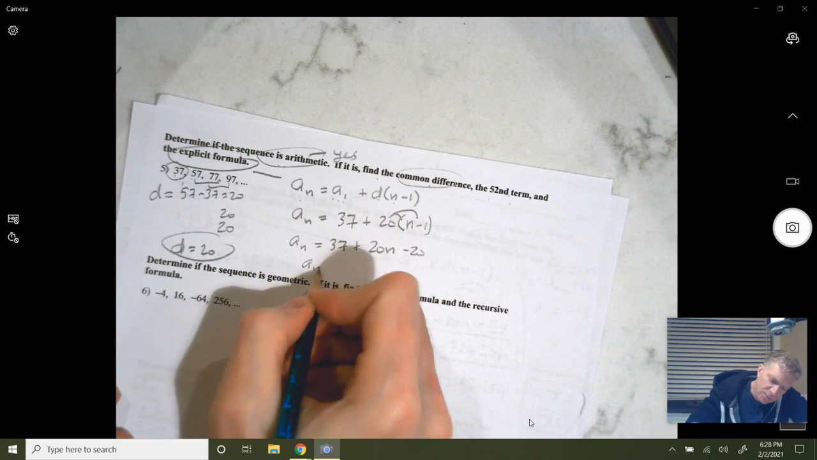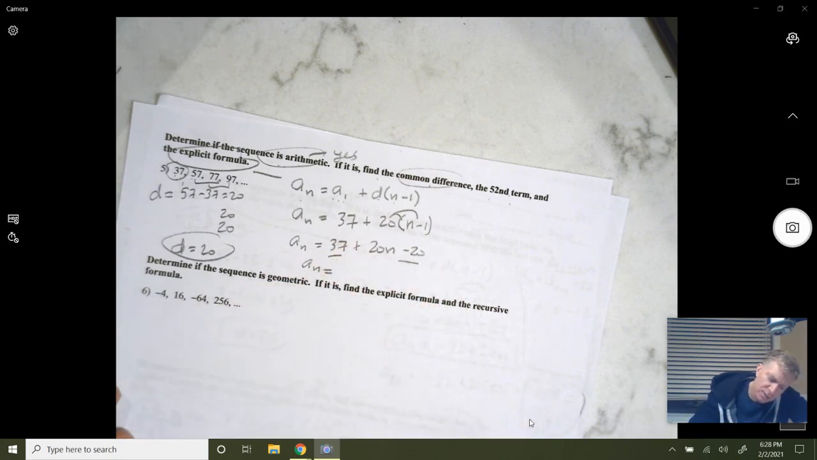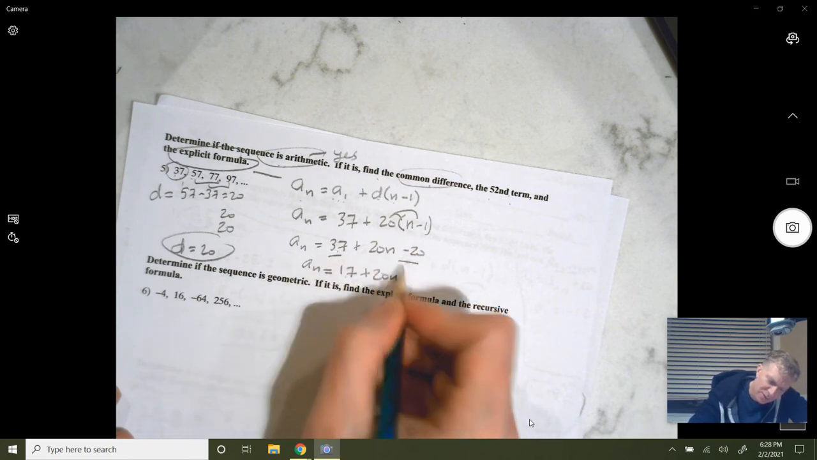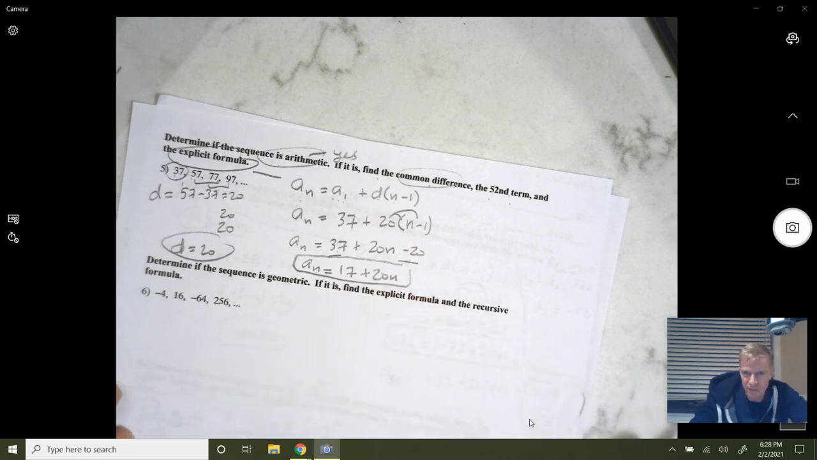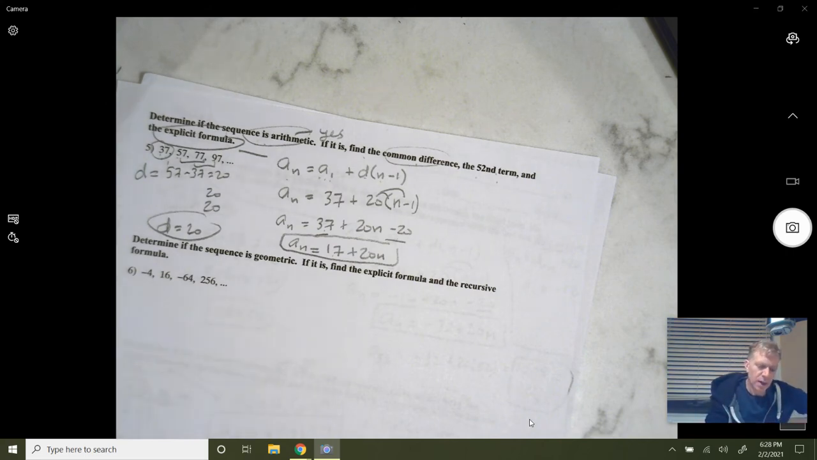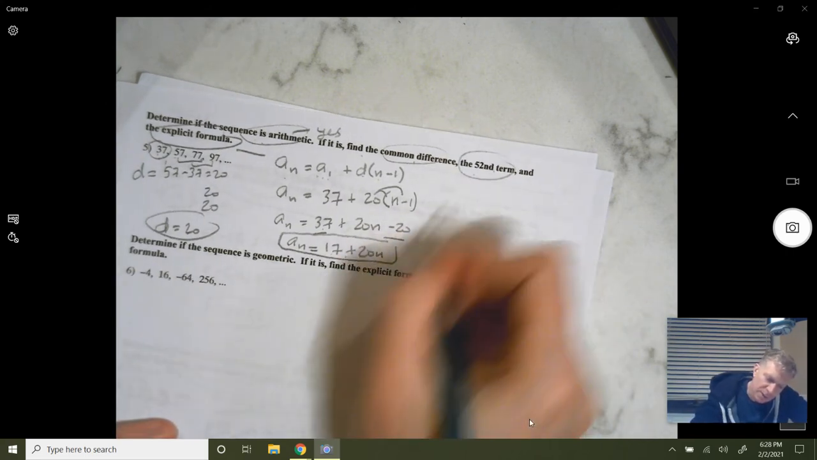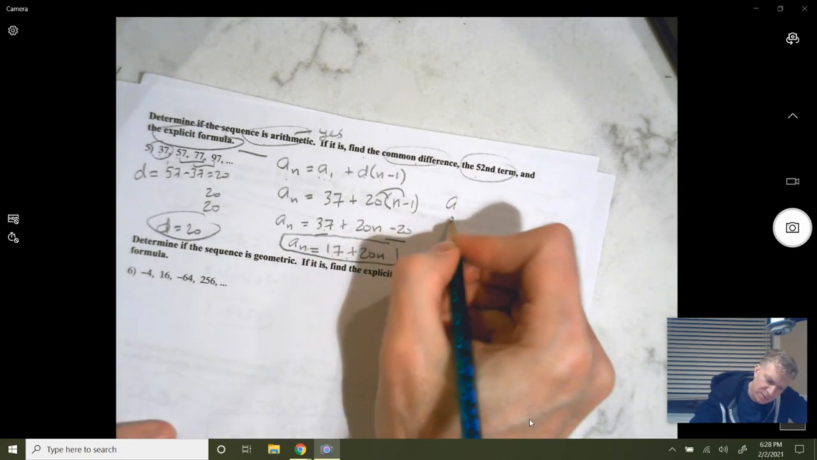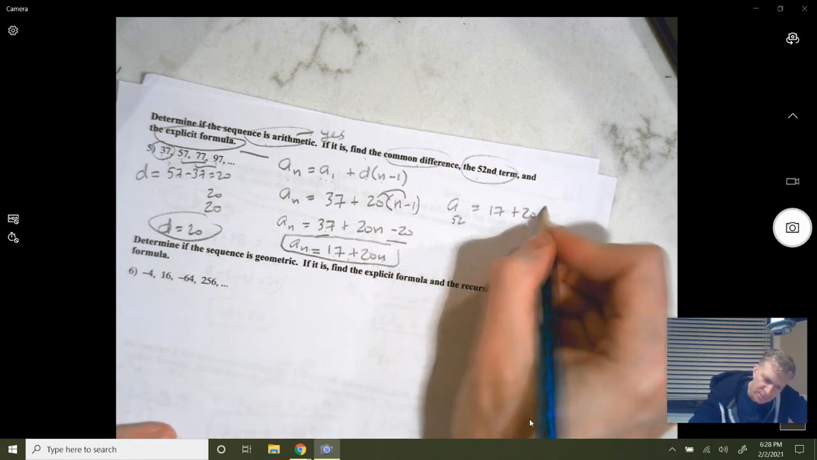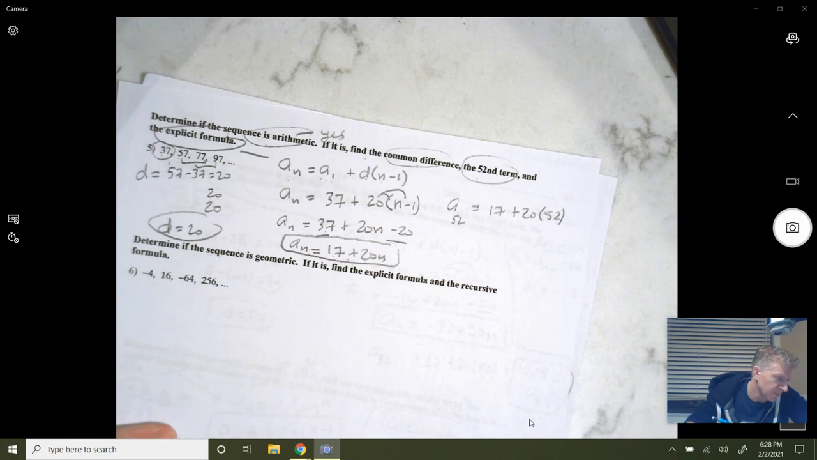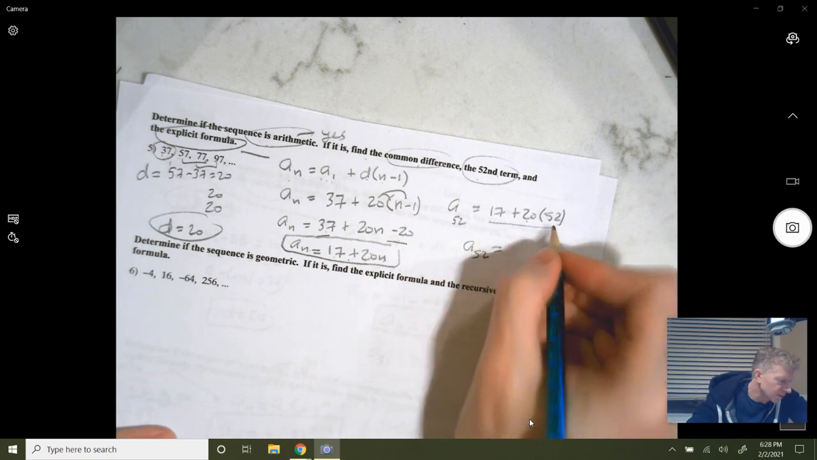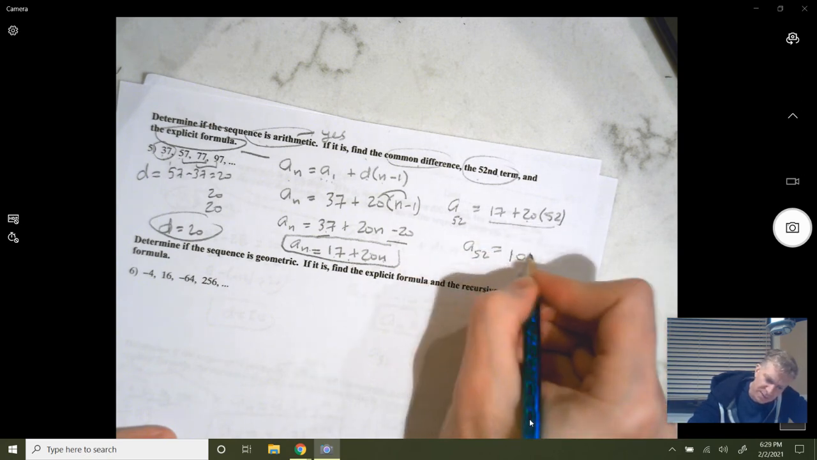So a sub n equals, add your like terms, 37 minus 20 is 17, plus 20n. There's your explicit formula. Notice here you don't have to come up with your recursive formula. Okay. Find the 52nd term. So all we do is we plug in 52 into the equation. A sub 52 equals 17 plus 20 times 52. When you plug this in your calculator, you should get 1057.